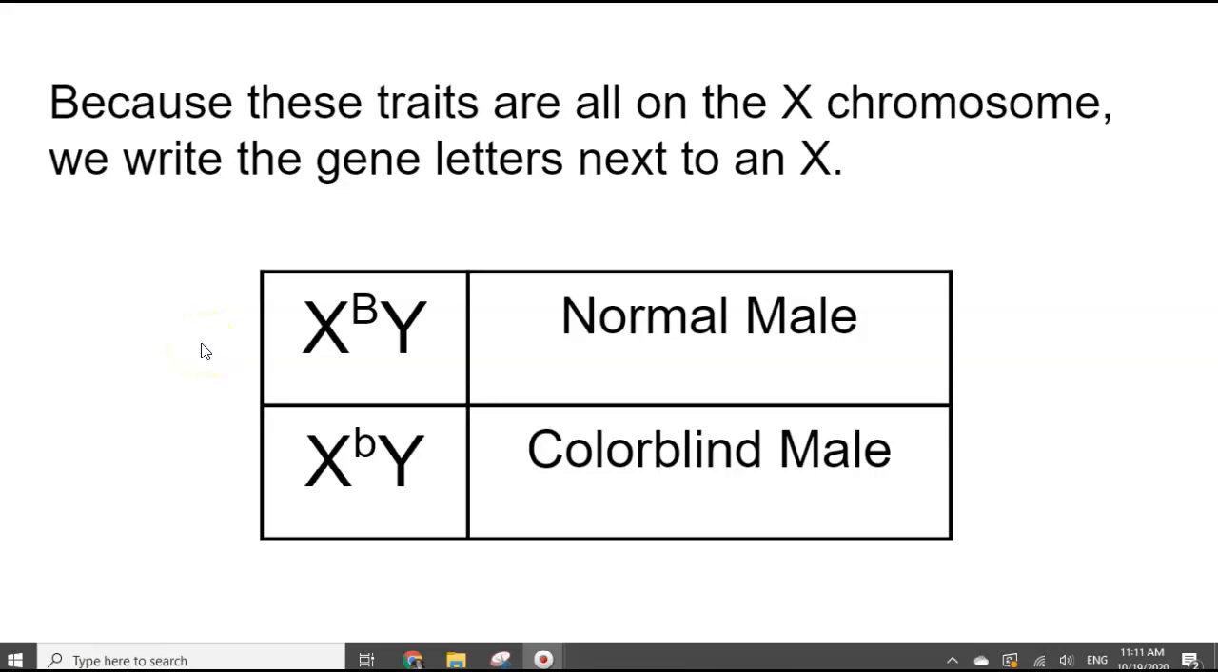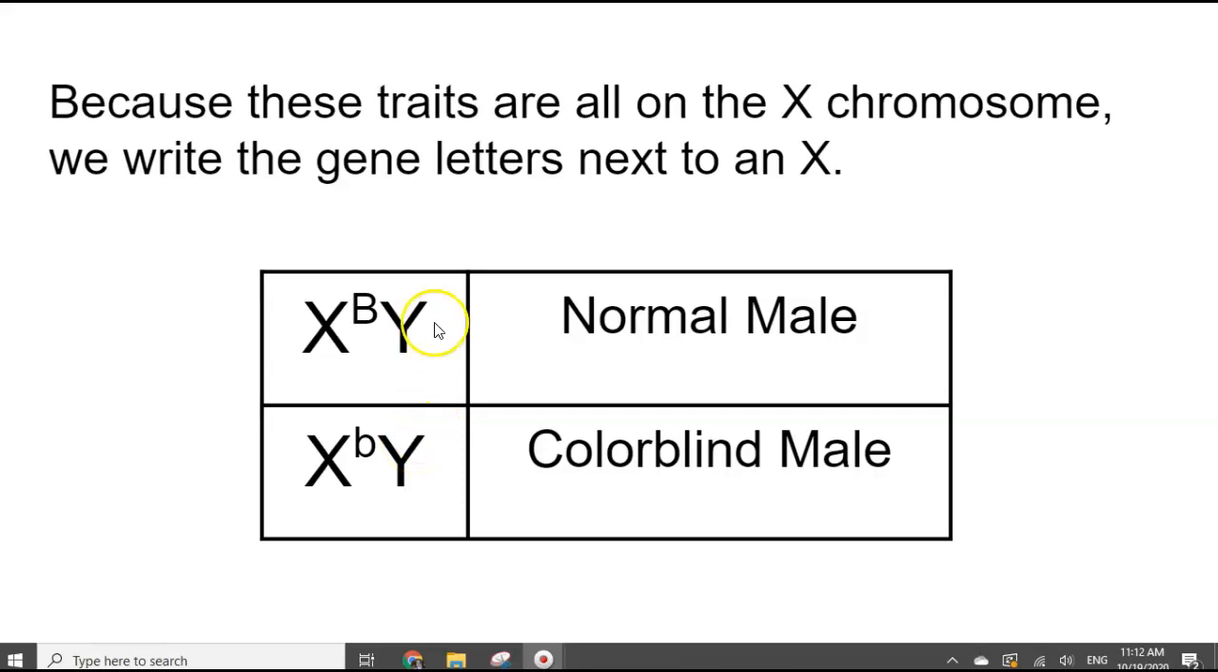Now let's look at males. Males only have one X chromosome, so they can only have one letter. These letters can't be on the Y chromosome because remember, we said they're only found on the X chromosome. So we're only going to have one letter. A normal male is going to be X with a big B and then the Y. The Y just doesn't really matter in this case because it doesn't have a colorblind gene on it. And then for the colorblind male, it's going to be X lowercase b, Y.